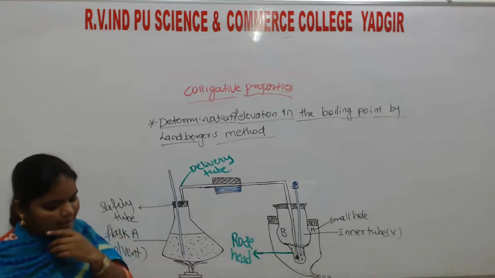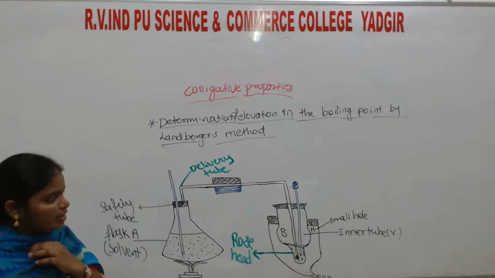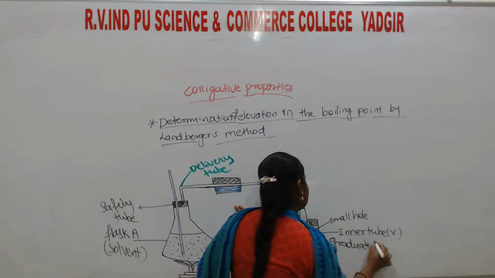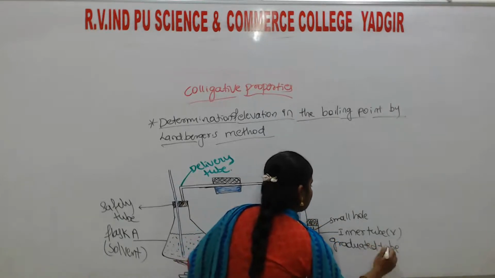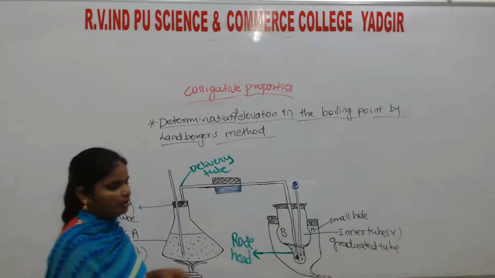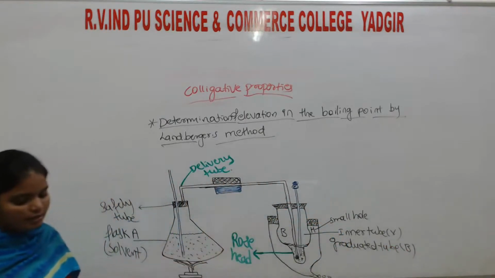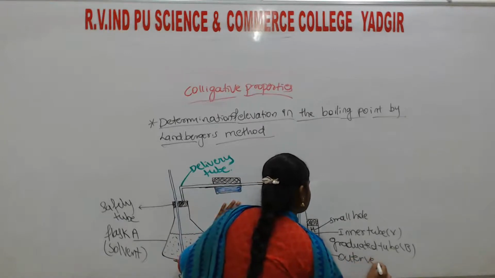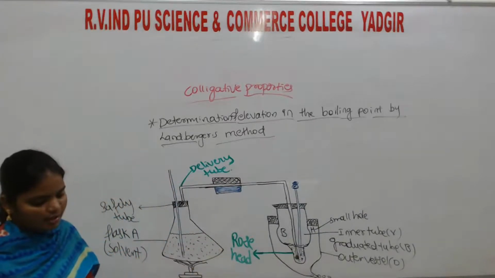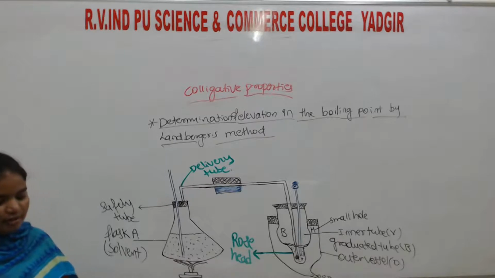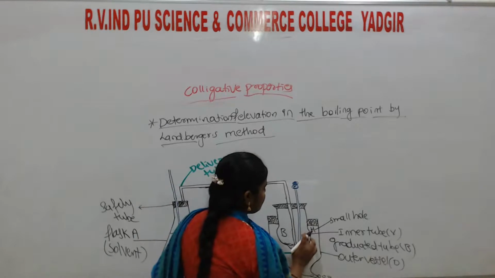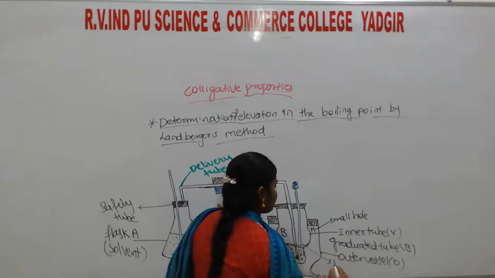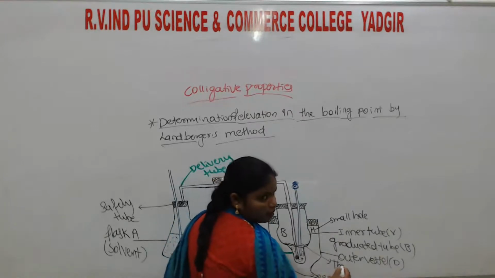The inner tube is also known as the graduated tube, graduated tube B. Another is the outer vessel, outer vessel D. And another is a thermometer. This one is known as the inner tube or graduated tube, this is the outer vessel, and this is the thermometer.